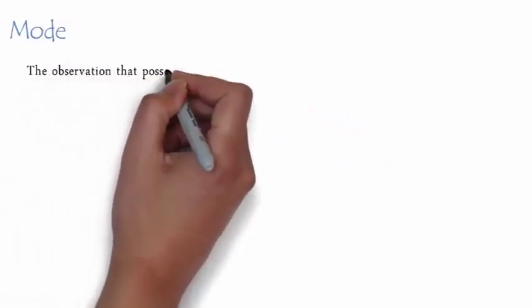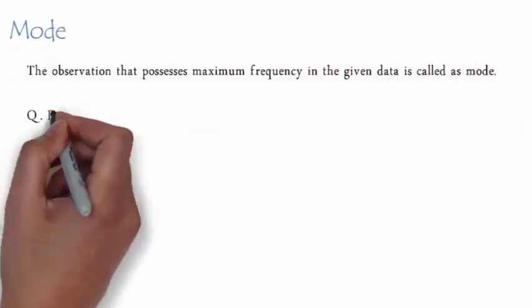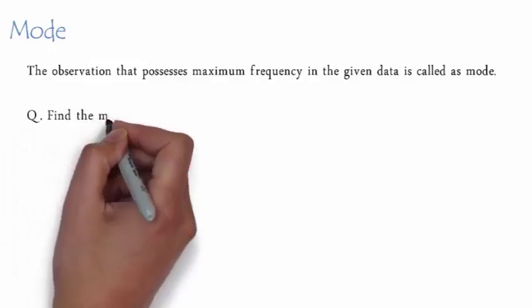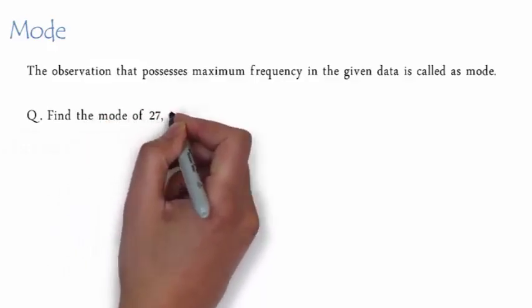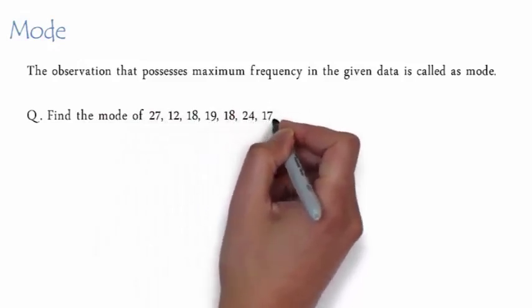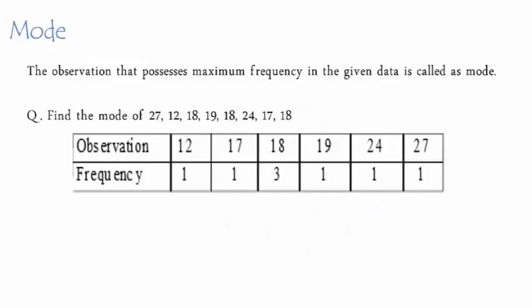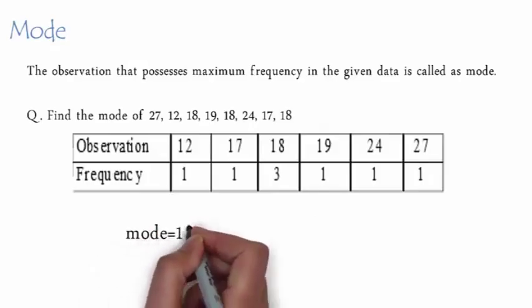Mode. The observation that possesses maximum frequency in the given data is called the mode. Let us consider an example to find the mode of 27, 12, 18, 19, 18, 24, 17, 18. First, we arrange the given data in tabular form. Here, 18 occurs the maximum number of times, that is 3 times. Hence, the mode of the data is 18.